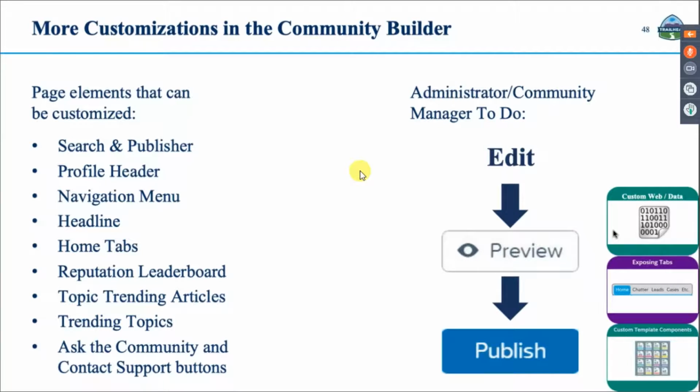These are the page elements that we have mentioned here. If any of these page elements you do not know from the community builder, then please go ahead and learn about each and every page element that you have. What is search and publisher, profile header, navigation menus, headlines, home tabs, reputation leaderboard, trending articles, trending topics, ask support and contact support buttons. All these things you can completely customize. You can rename them. You can put additional elements on them. Those are the kind of things you can do within these elements.